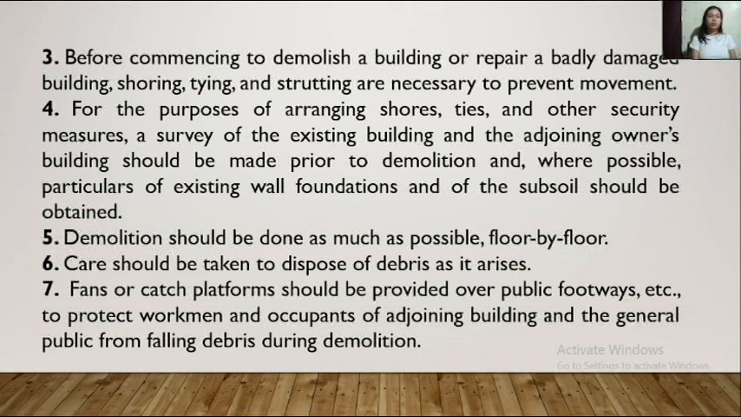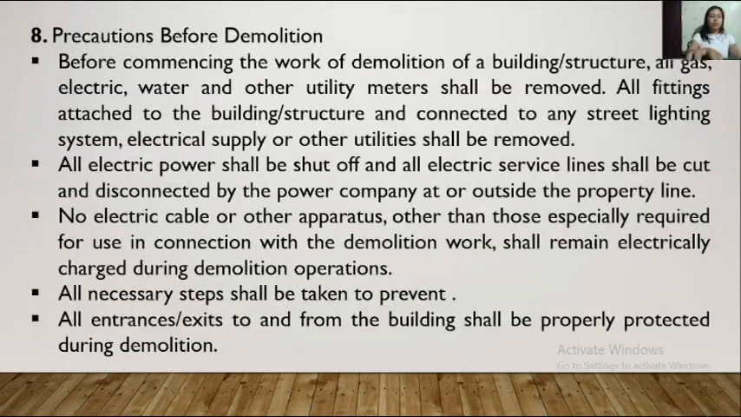The demolition should be done as much as possible floor by floor. Care should be taken to dispose of debris as it rises. Then fans or catch platforms should be provided over public footways, etc., to protect workmen and occupants of adjoining buildings and the general public from falling debris during demolition.